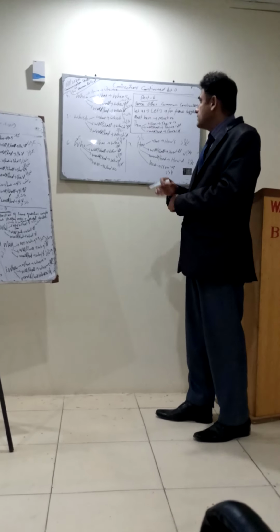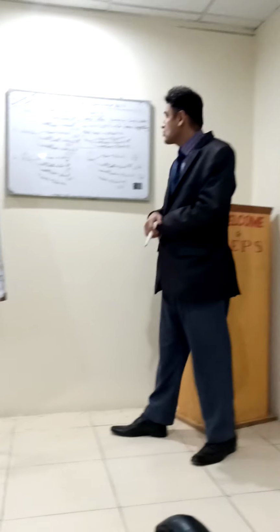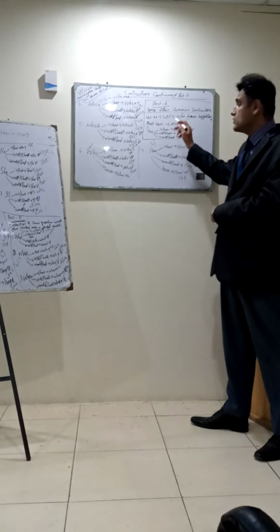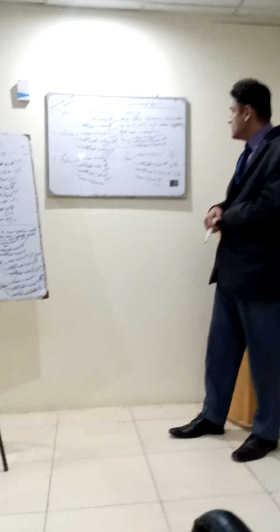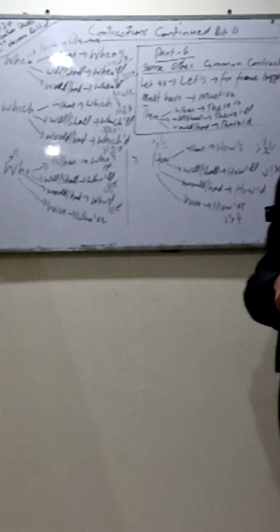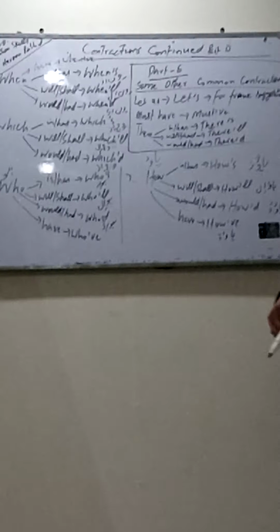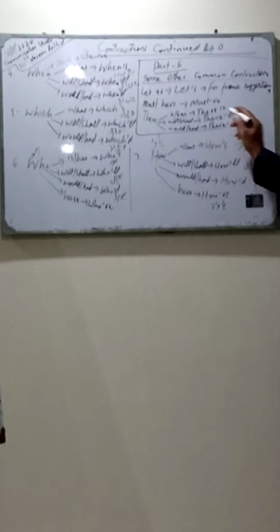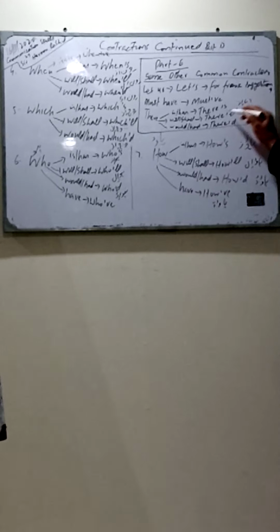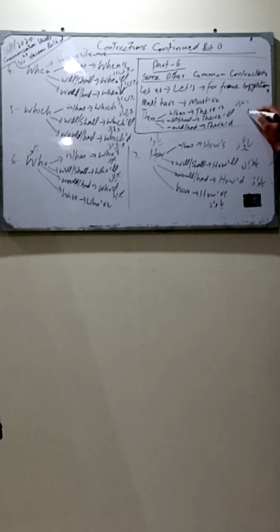Part E has some other common contractions. Here, normally, let us we use for very frank suggestions, let's. And must have, must've. Must have done this work. Next, there is a special keyword, there. We can contract there is as there's. There will, there shall, there'll. There would, there had, there'd.